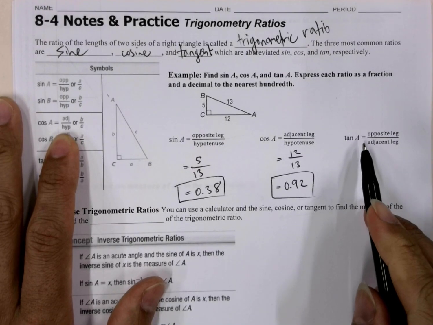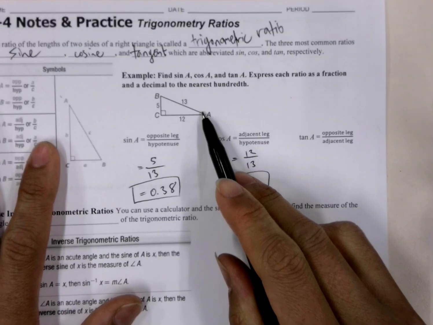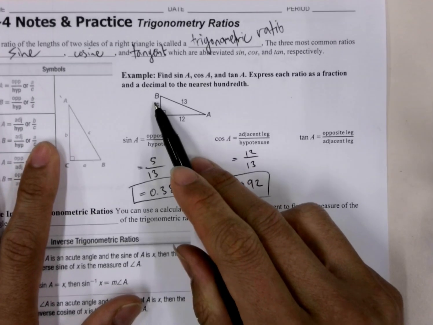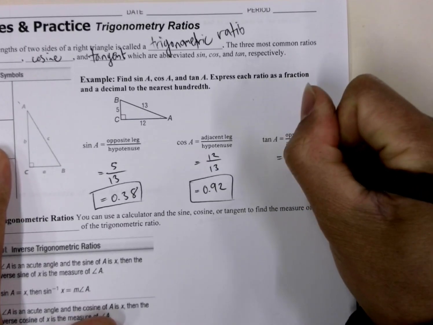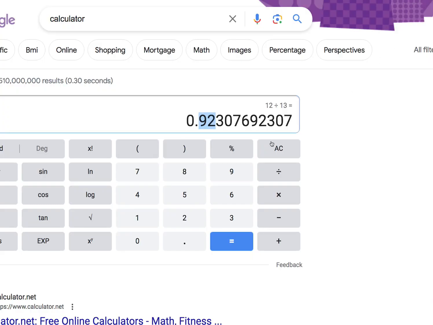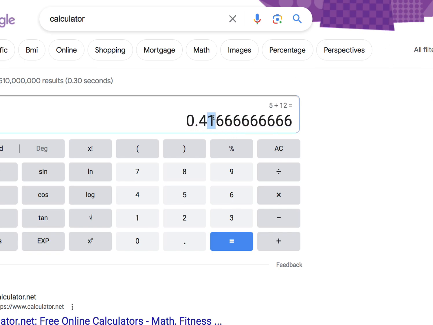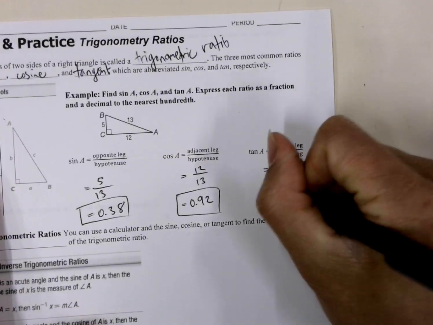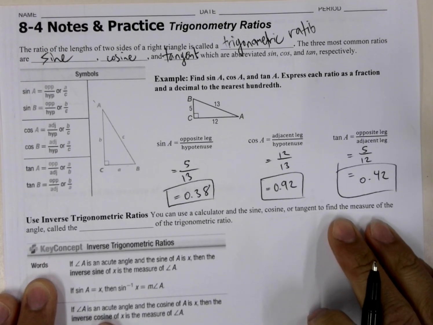And then the tangent of A is opposite over adjacent. So here we're on A. Opposite would be 5, adjacent would be 12. So we'll do 5 over 12. So go over to our calculator. 5 divided by 12 is equal to, now we're rounding to the hundredths place. Since we have a 6 in the thousandths place, we're going to round it up to 0.42. So 0.42, box that. And so that's how we do that.